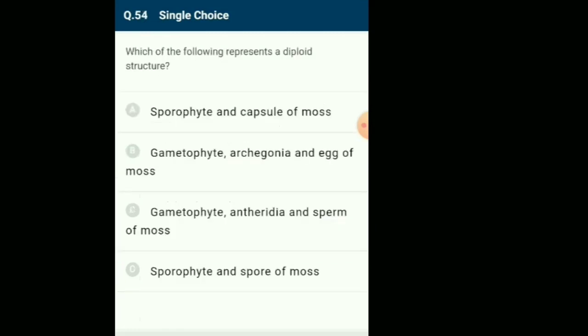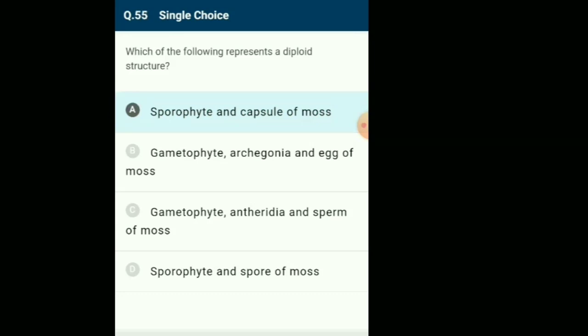Question number 54. Which of the following represent a diploid structure? In moss, the main plant body is the haploid gametophyte, and after sexual reproduction, it produces the diploid sporophyte, which consists of foot, seta, and capsule. The capsule consists of diploid sporogenous tissue, which undergoes meiosis to form haploid spores. So the answer is option A, sporophyte and capsule of moss.